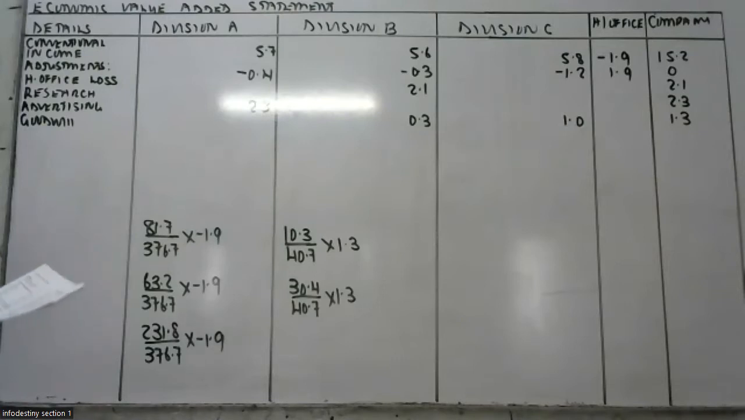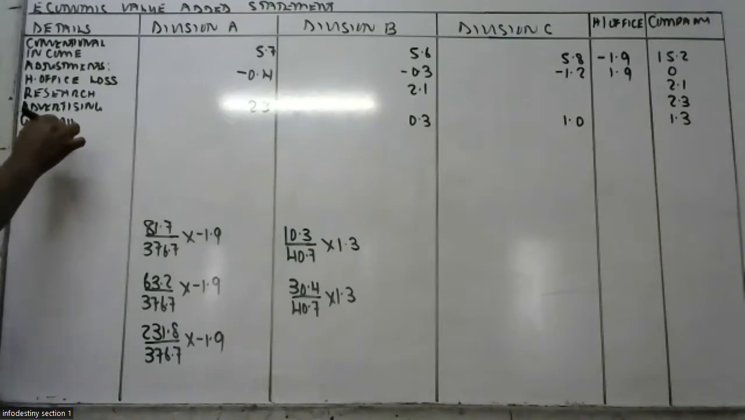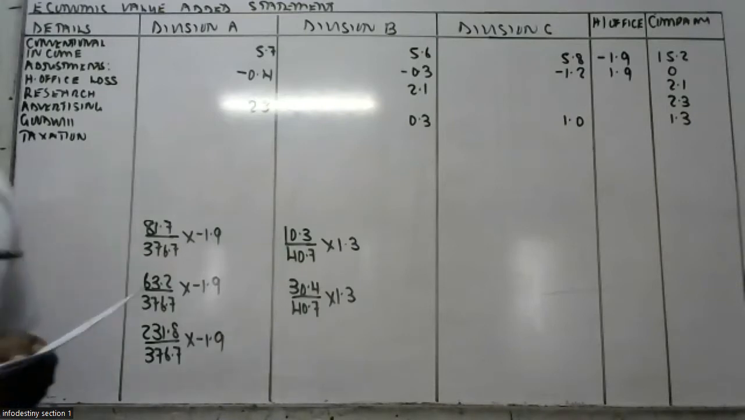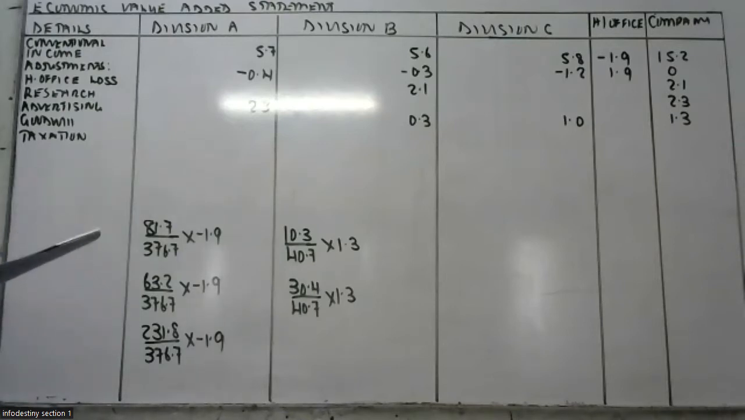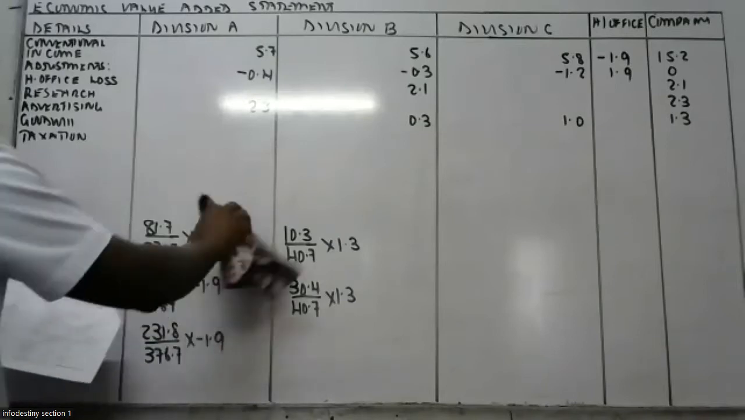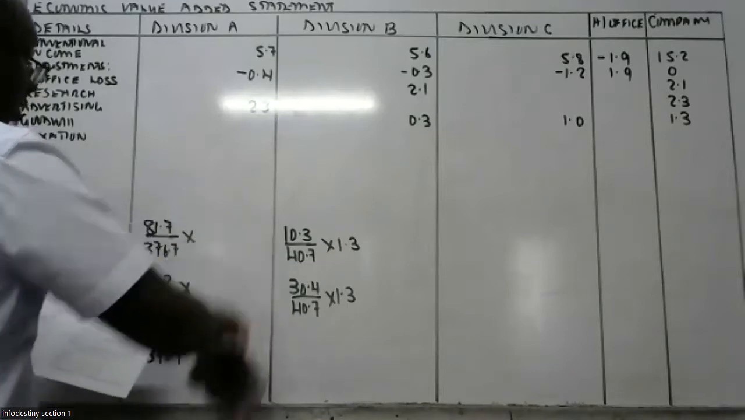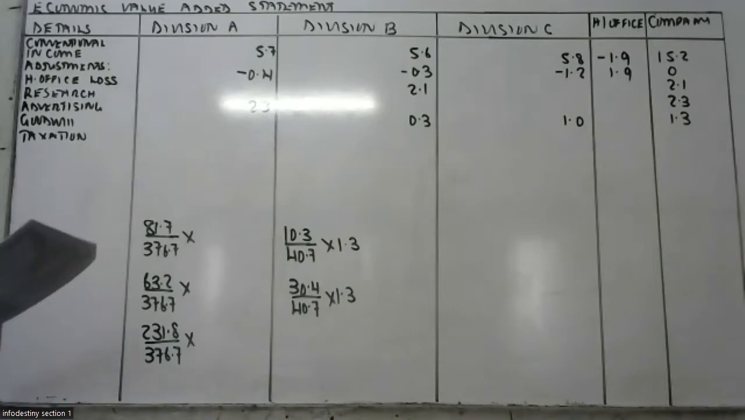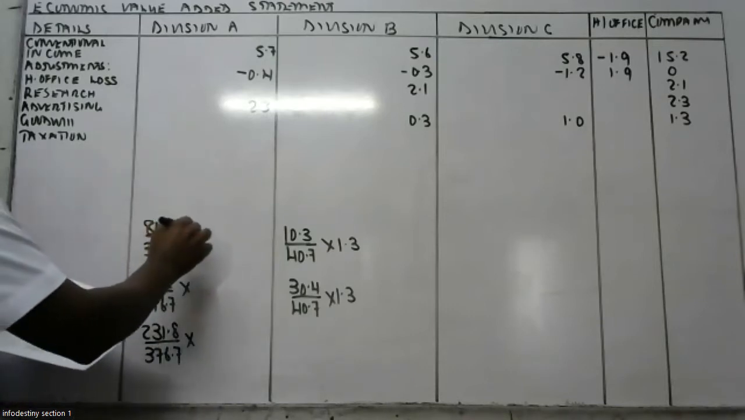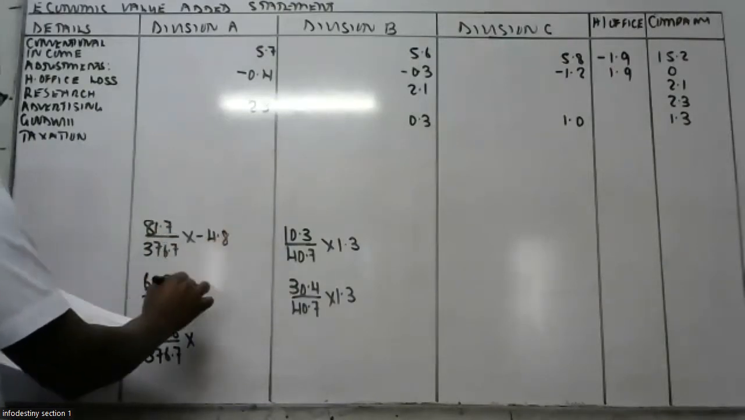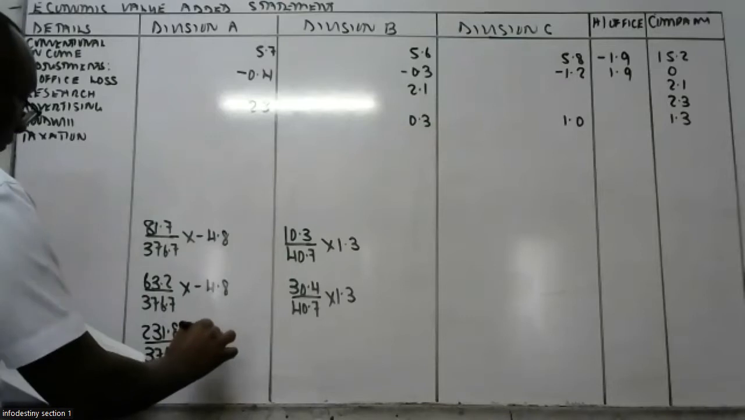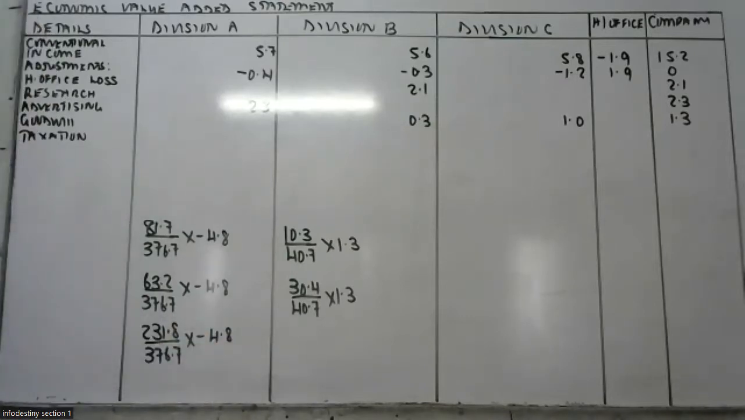The next thing is taxation. When it comes to taxation, we have not been told how to share. But as I have said, when the question is quiet on how to share the corporate items, you use turnover. So once again, down there in our working, to share the tax, you can see it is negative 4.8.